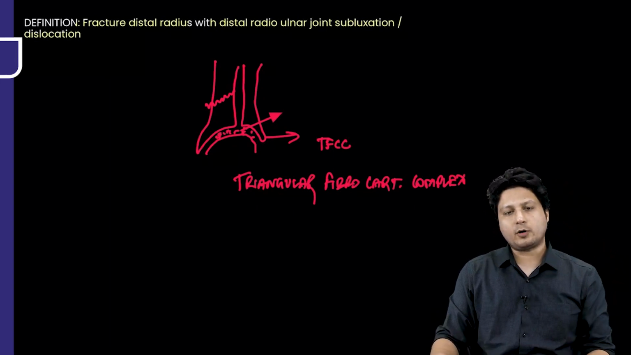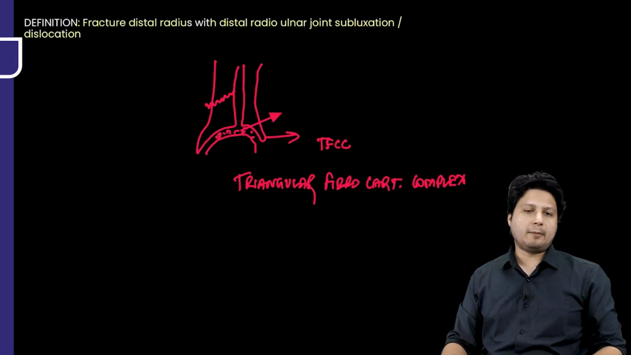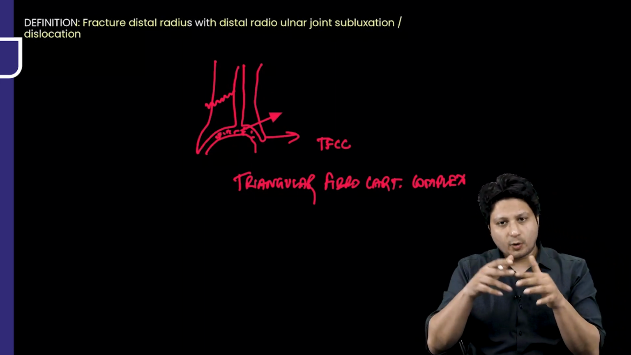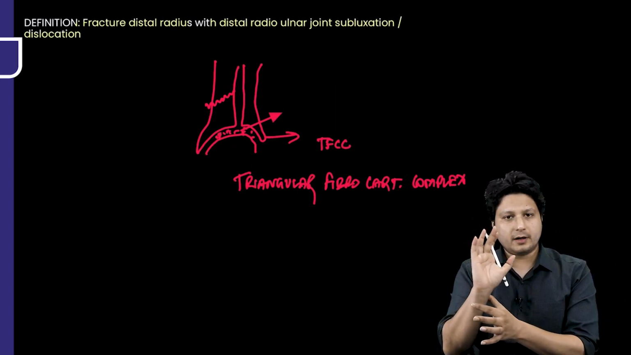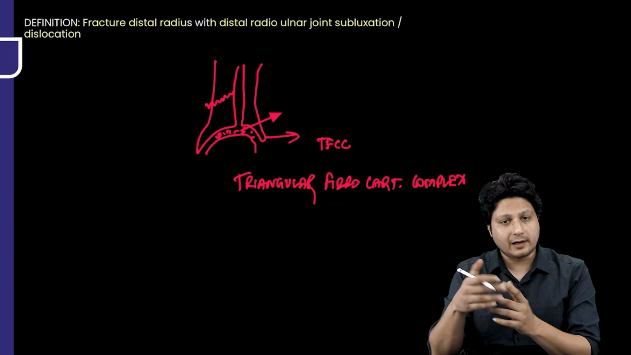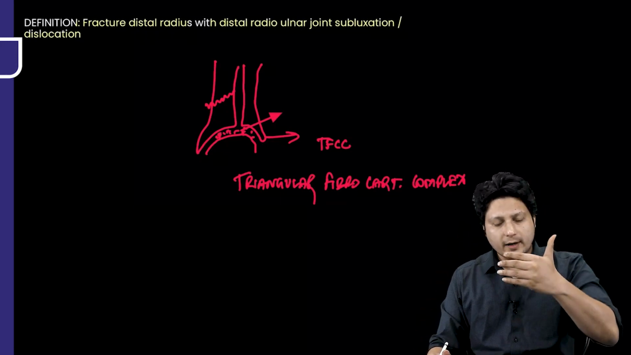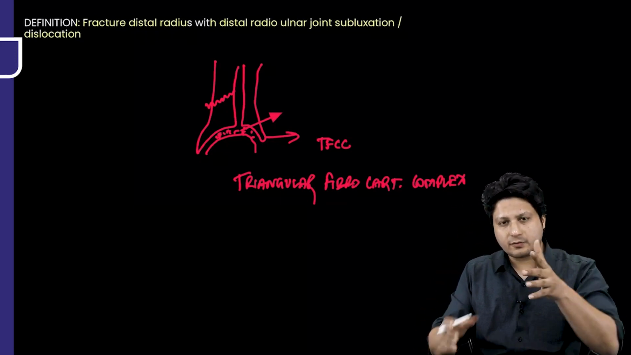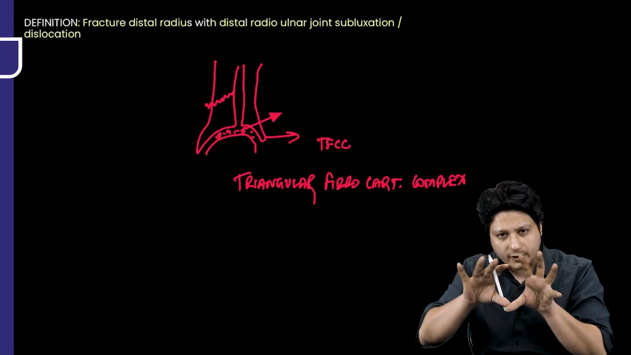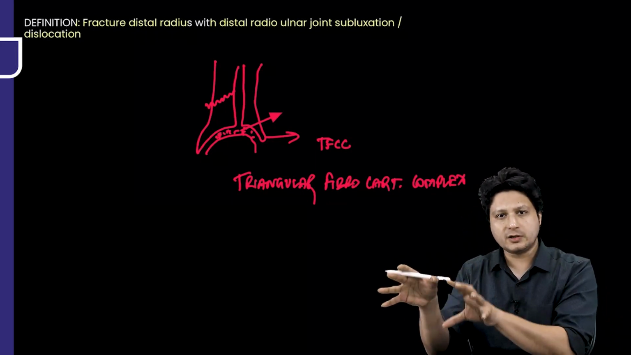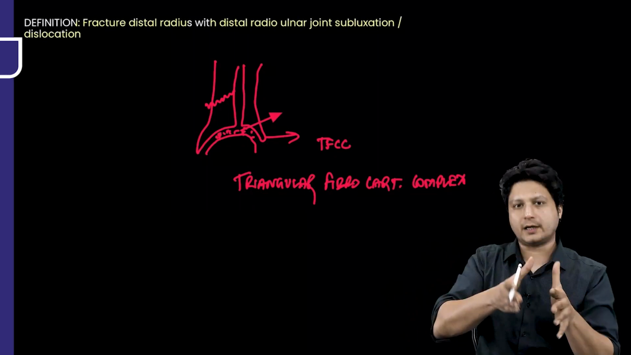It is a triangular fibrocartilaginous complex, made up of the distal radio-ulnar joint, the radiocarpal joints and the ulnocarpal joints. So if there is an injury to the distal radius with subluxation, then the soft tissues in the wrist joint could also be injured. And this could be projected in your question.